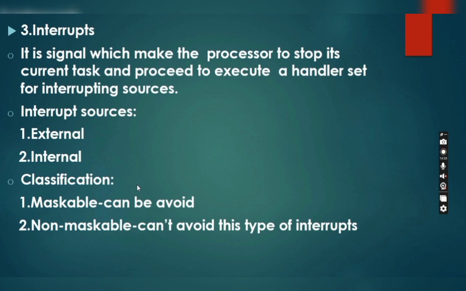An interrupt is basically a signal that tells the microcontroller to stop what it is doing and execute a special function called an interrupt service routine. Interrupts can be triggered by various sources such as buttons, sensors or serial communications. There are two interrupt sources, internal and external, while interrupts are classified into maskable and non-maskable.